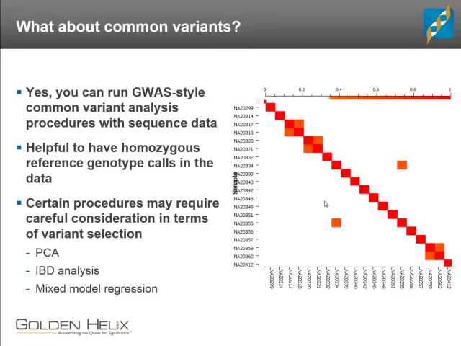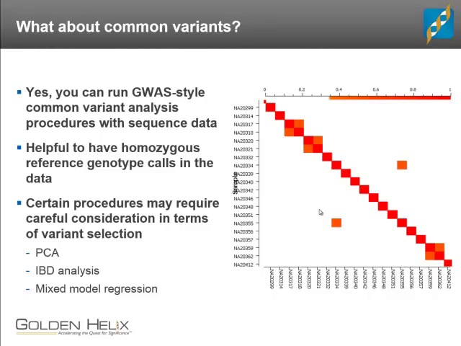It's always helpful, of course, to have homozygous reference genotype calls in the data. We don't always get that with sequencing data. 1,000 Genomes is great because they do have that. They have all of the multi-sample VCF files, so we know what those genotypes are supposed to be, because most of the functions you look at need to know heterozygous, rare homozygous, common homozygous, and so on.